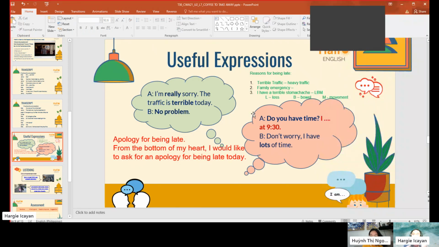You know what bowel is? You go to the CR most of the time, okay? That's bowel. So you need to release the dirt from your stomach, okay? And sometimes if you have the LBM, the sound that comes from your stomach would be... Okay, that's very disgusting actually. So if you are going to report to the office, and your coworkers hear that, something like that, that means you have LBM. Okay, so that would be it.